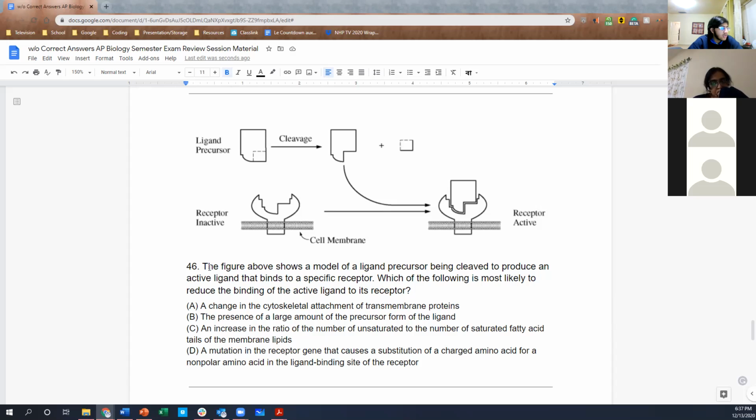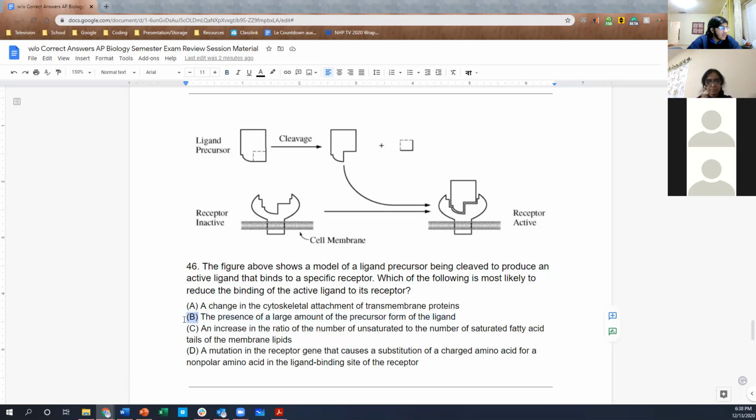Being produced to produce an active ligand that binds to a specific receptor, which of the following is most likely to reduce the binding of the active ligand to its receptor? A change in the cytoskeletal attachment of transmembrane proteins. Maybe, but it doesn't mention it. I think it's B, the presence of a large amount of the precursor form of the ligand. This would probably have to do with some sort of feedback mechanism. If you have a large amount of precursor form, then it wouldn't bind to the receptor. That makes logical sense.